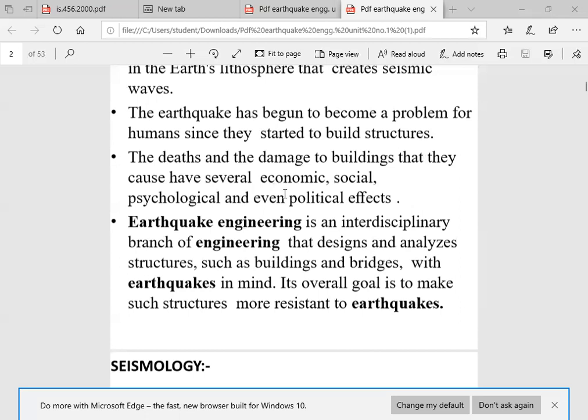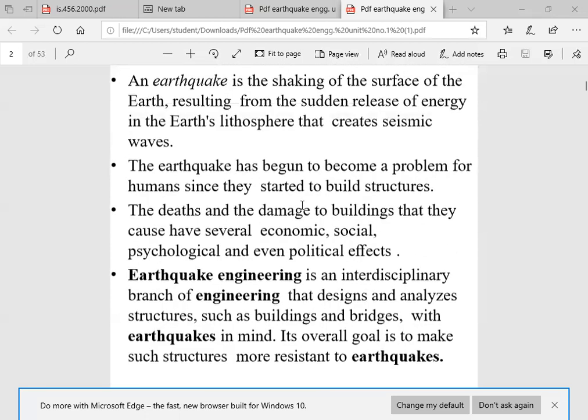So that is the definition of earthquake. Earthquake is nothing but a shaking of the earth crust, the shaking or the movement of the earth crust. The second thing is, what is earthquake engineering? Earthquake engineering is one of the branches of engineering. It is an interdisciplinary branch which will be helpful to analyze and design buildings, and different bridges will also be designed, and its overall goal is that the structure should become an earthquake resistant structure.